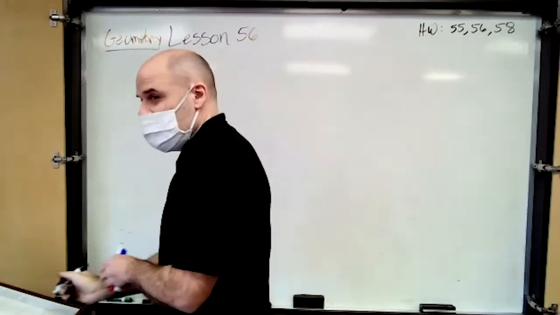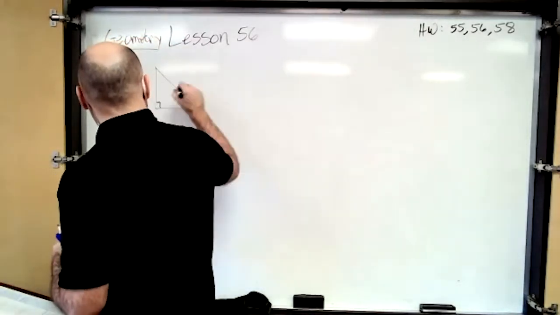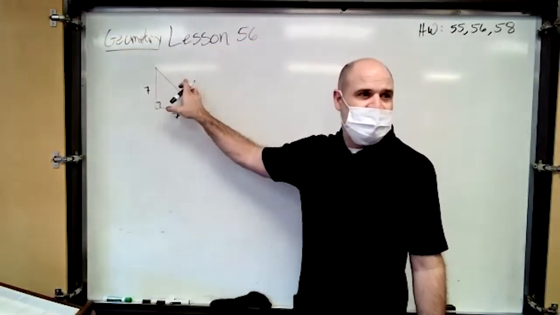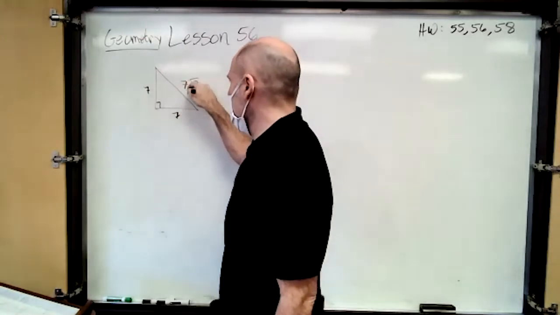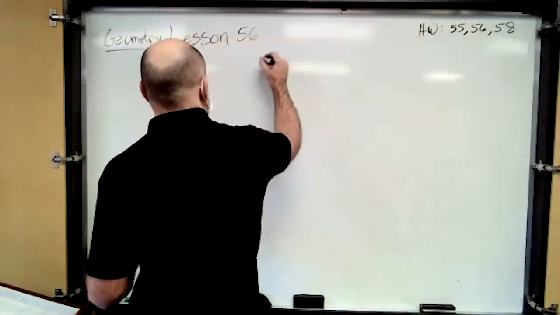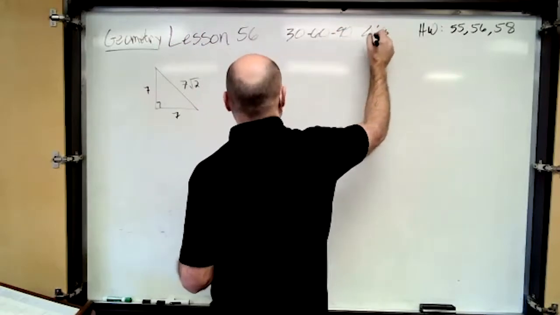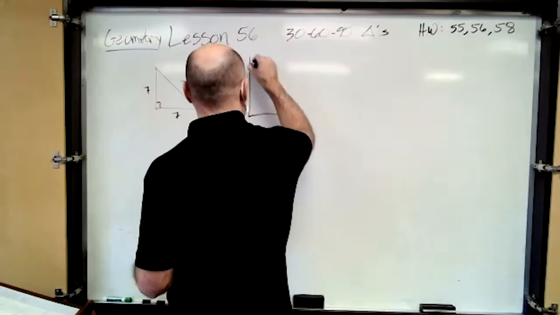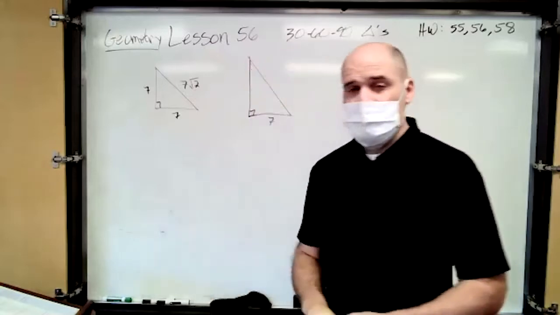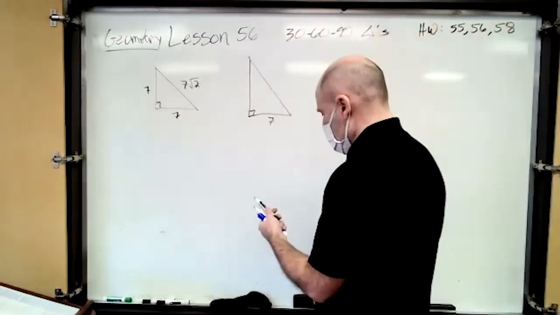Okay, we talked about 45, 45, 90 triangles. What's the big deal with that? Remember when we had this was 7 and this was 7. What's this? Square root. Yeah, so 7 radical 2. So whatever that side is times radical 2. Okay? Now we're going to do 30, 60, 90 triangles. So these look like this. So if I had 7 here, if you're given 1, you can find the rest.